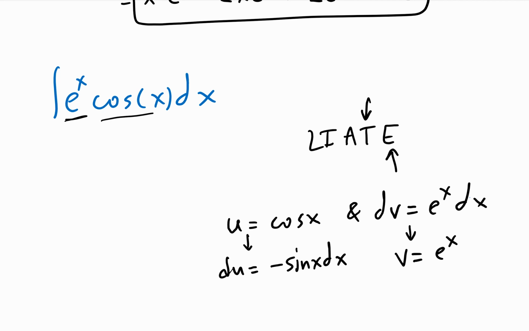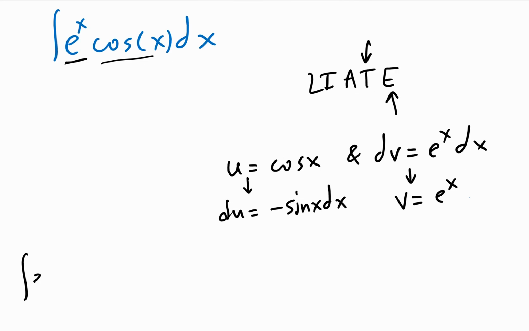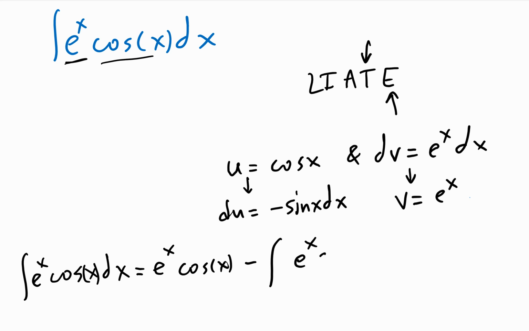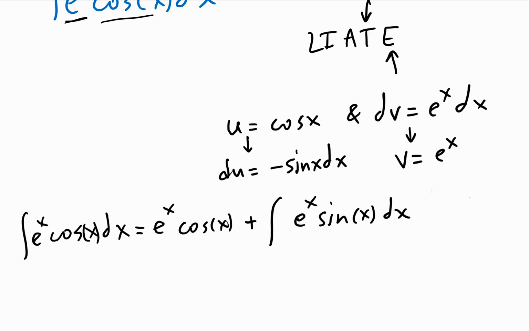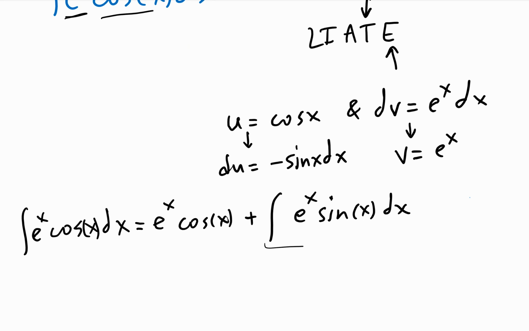So then, the integral e^x cosine x dx we are trying to find is uv, so e^x cosine x minus the integral of v du, e^x times negative sine x, which will make the sign plus. Now again, we came across another one, this one, that we need to integrate by parts as well.